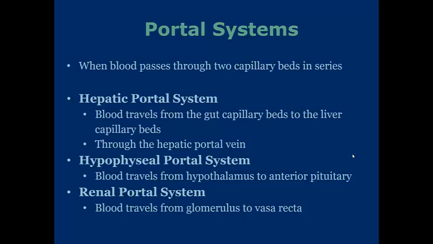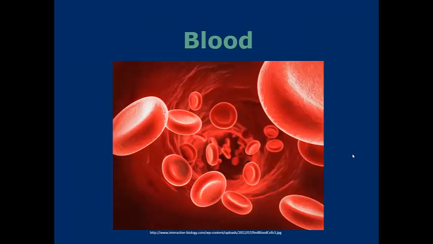A portal system is when blood passes through two capillary beds in series, and there's three that you'll see on the MCAT. The hepatic portal system is when blood travels from the gut capillary beds to the liver capillary beds through the hepatic portal vein. The hypophyseal portal system is when it travels from the hypothalamus to the anterior pituitary in the brain. And the renal portal system is when blood travels from the glomerulus to the vasa recta in the filtration system of the kidneys.